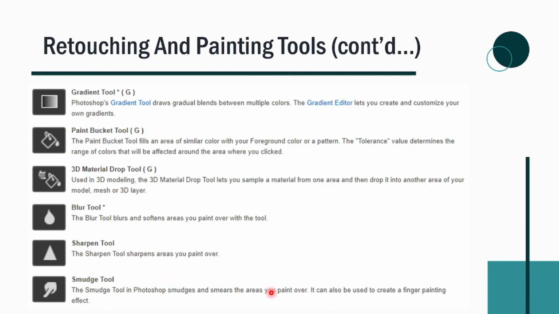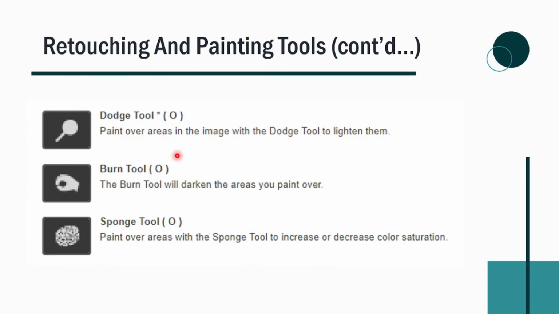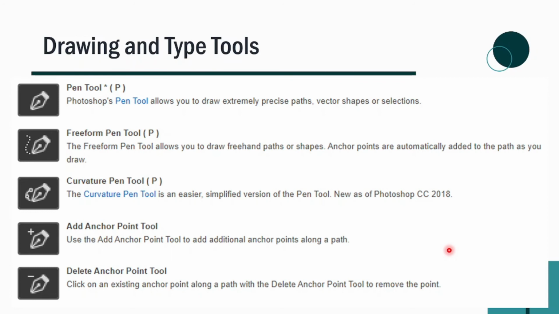So finger painting. Dodge tool: paint over areas in an image with the dodge tool to lighten them. So this one, remember, to lighten them. And then the burn tool, okay, it will darken the areas you paint over. So the dodge is to lighten the picture or the image. The burn tool will darken the areas you paint over. Let's have here the sponge tool: paint over areas with the sponge tool to increase or decrease saturation. Okay, color saturation.